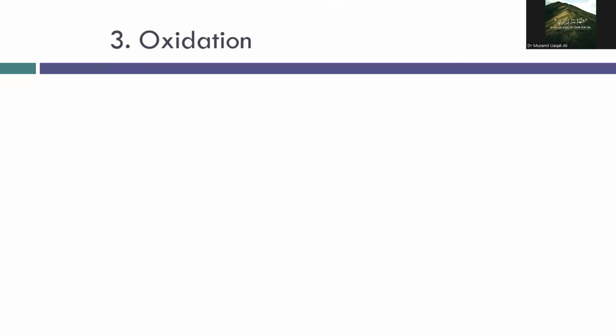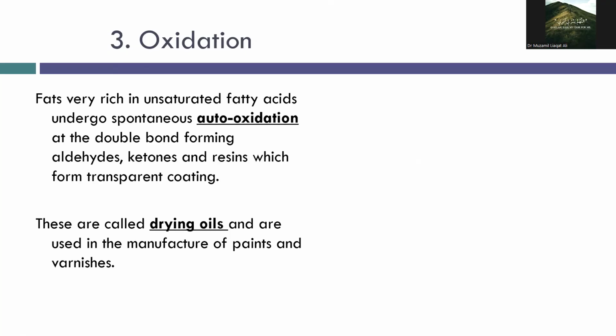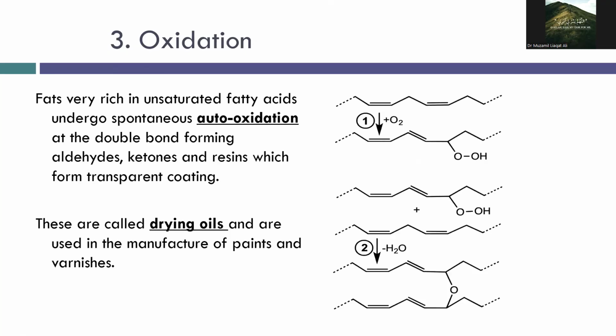Next is the oxidation. Oxidation means highly unsaturated fats undergo auto-oxidation at double bonds, forming aldehydes, ketones, and resins. These are called drying oils, used in paints and varnishes.